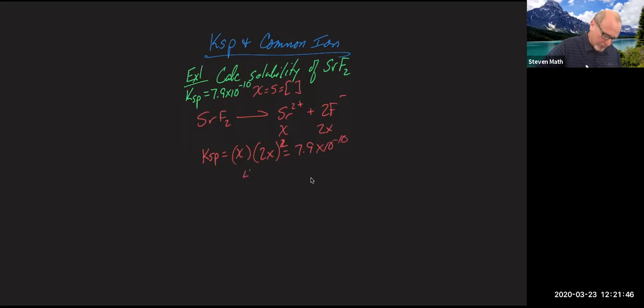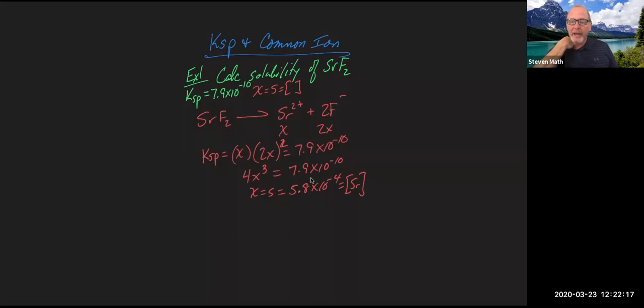For the most part, you guys are probably going to solve this, but you could just divide by 4 and take the cube root of it as well. 7.9 times 10 to the minus 10th. And this will give us an X, or a solubility, of 5.8 times 10 to the negative 4th. And that would be equal to our concentration of Sr.